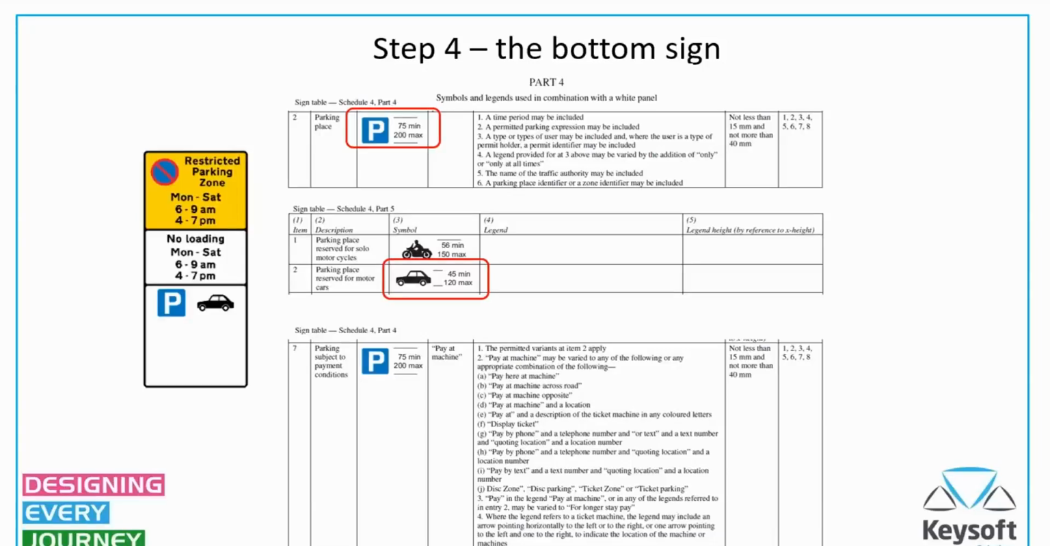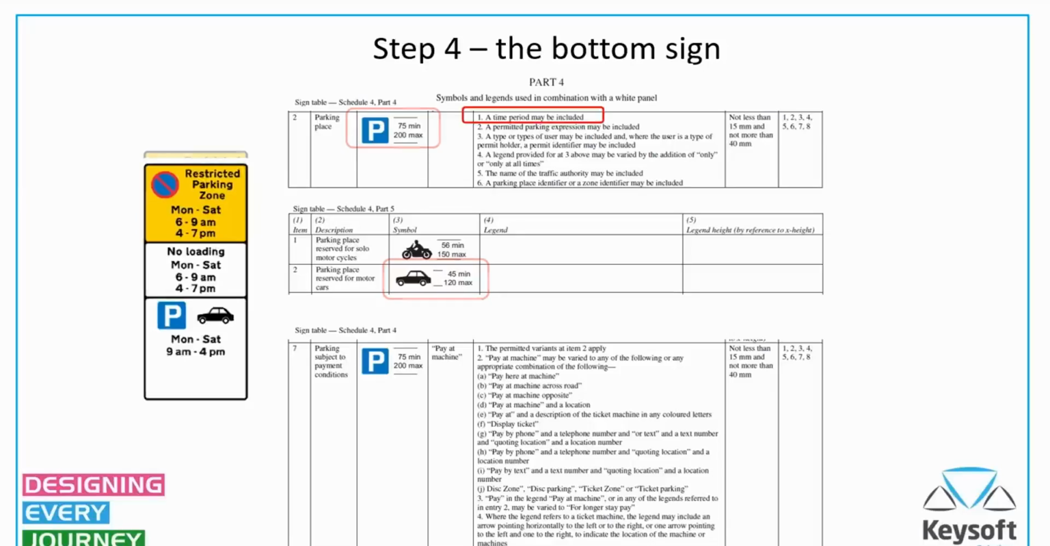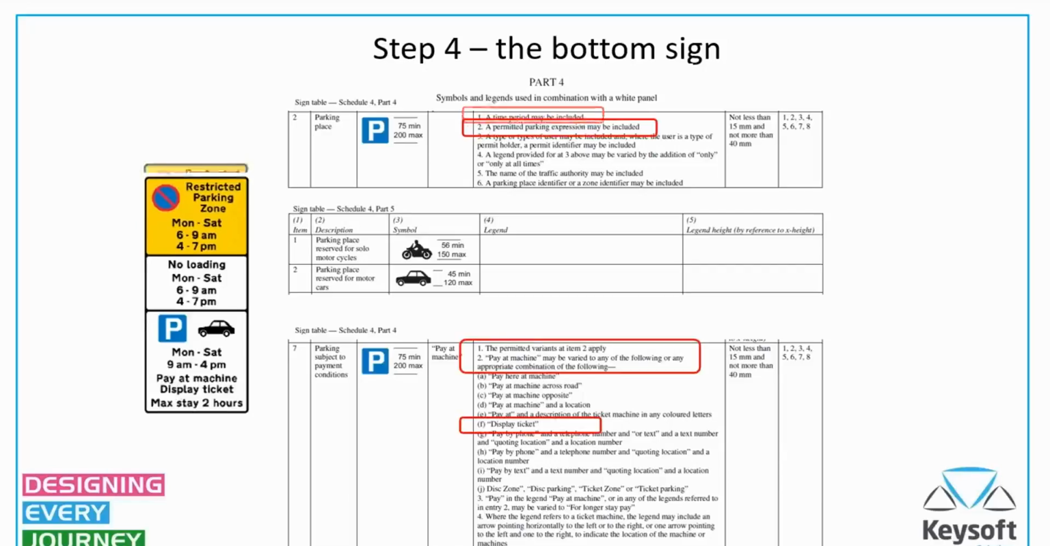Now we've got the two symbols there, we now start thinking about some of the other text on the sign. I'd like to put a time period up there. Again, we go back to the first item where we put the P on the sign. It says a time period may be included. So that covers that. I'll put the times on there.